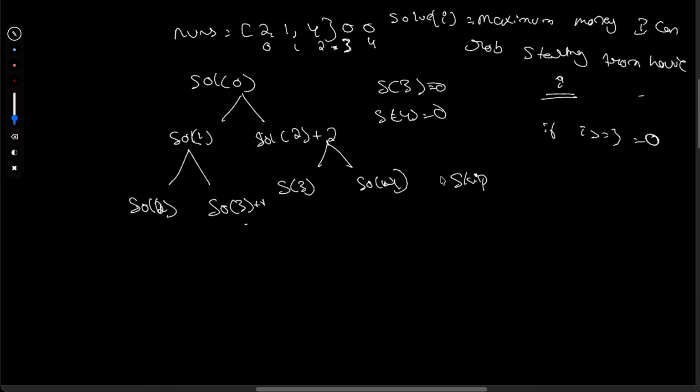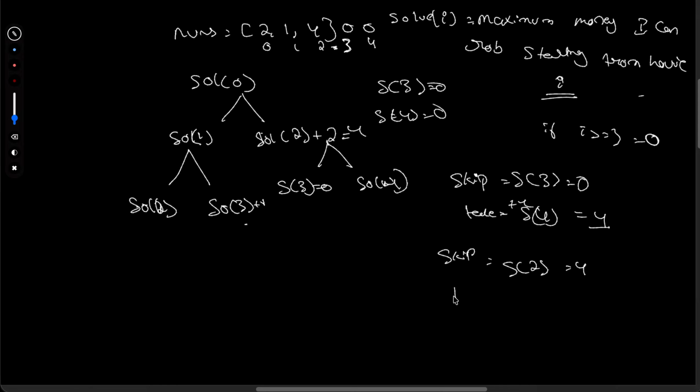First we solve of 2. Skip: solve of 3 is 0, and if we take, solve of 4 plus 4, so it was 4 only. So solve of 2 is 4. Next we solve of 1. Skip: solve of 2 is 4, and if we take 1 plus solve of 3, it's 1, so solve of 1 is 4, it was also 4.